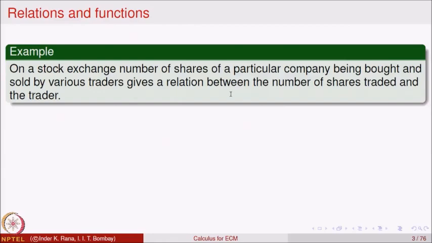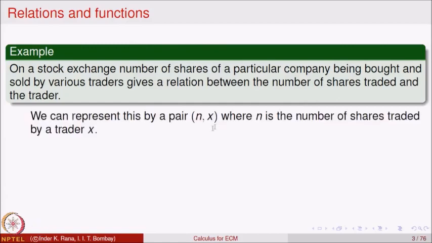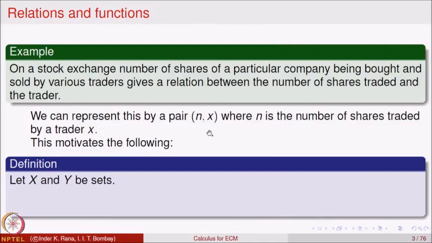And by the end of the day, we would like to represent this data, the activity that has been done on that day. So, when a particular trader buys or sells a share, that will give you a number. Let us say X is a trader and N is the number of shares he has bought or sold. So, the observations are summarized in a pair called (N, X), where N denotes the number of shares being traded by a particular trader X. So, this motivates one to define the concept of an ordered pair.